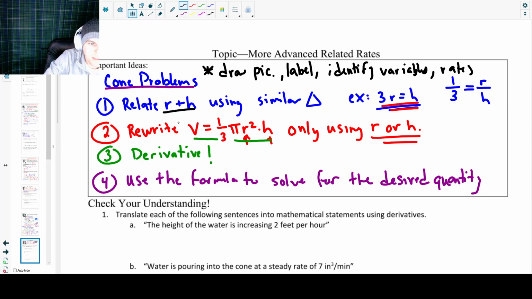But these should really help us with these cone problems. In particular, these first 2 steps where we relate our radius and height using similar triangles, again, getting some formula like this, and then rewrite the volume formula using only r or h. Those 2 things are going to be very key and crucial when we're dealing with these cone problems.